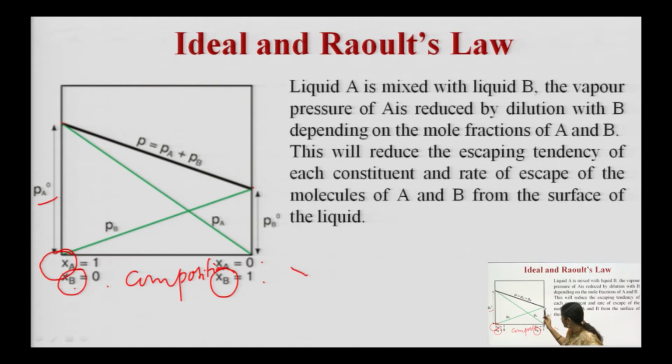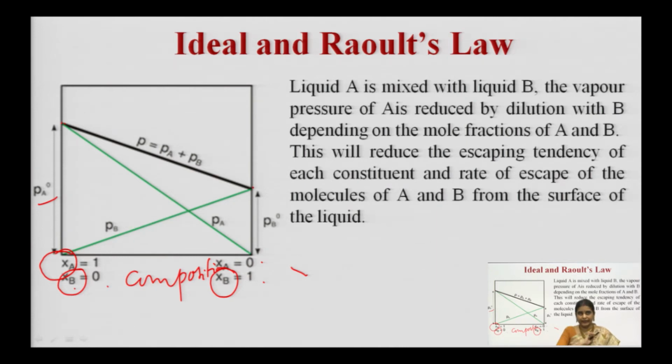As we are moving from B to A, as this amount of A is added to B, what happens? The vapor pressure of B decreases. That means, when we add a second component to the first one, the vapor pressure of that component decreases. Vapor pressure decreases means the escaping tendency decreases, because vapor pressure is a measure of the escaping tendency.